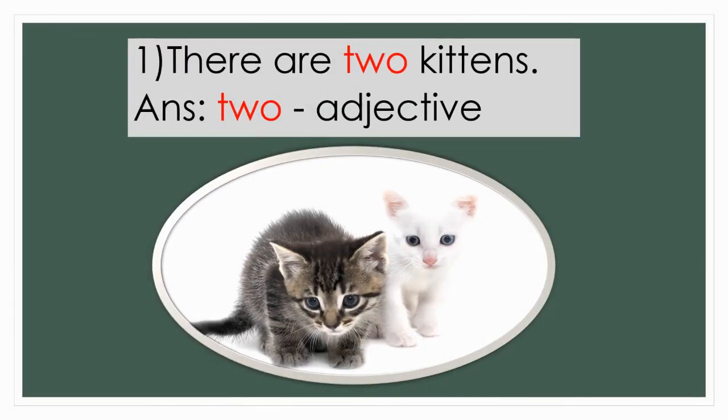Next example is there are 2 kittens. Here 2 is an adjective as it is telling us the number of kittens. And you know, adjective not only tells us about the quality, color, size of a noun, but it also tells us the number of the noun. So here 2 is an adjective.